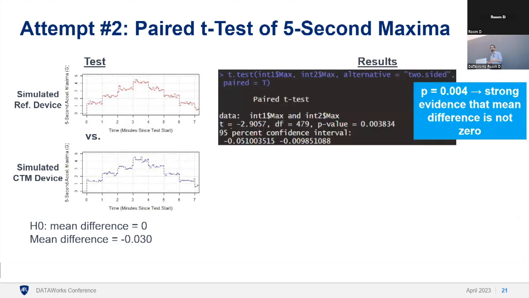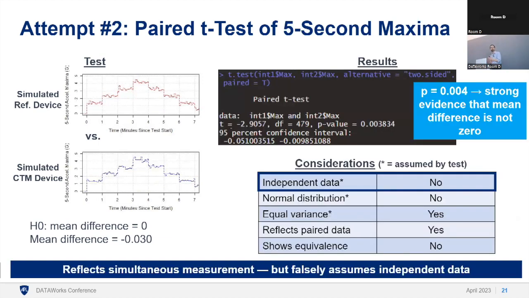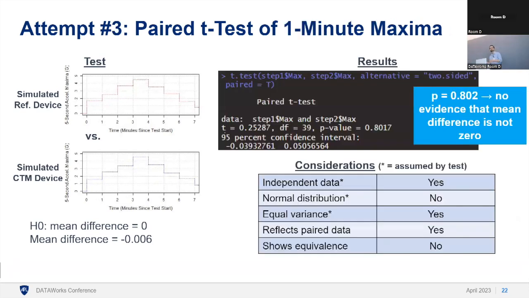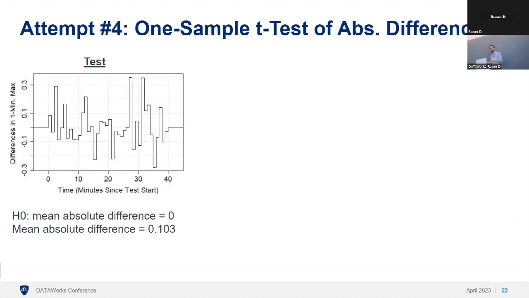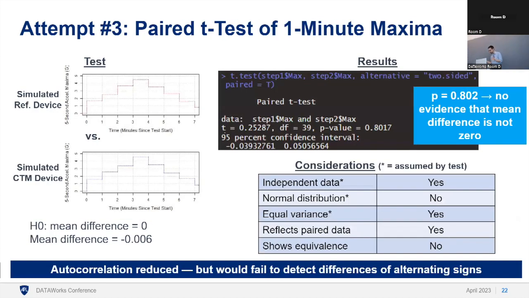So instead, we could address that non-alignment of the timestamps by taking those 5-second maxima. This way the maxima are aligned within those intervals. So this reflects the simultaneous measurement, but then we have another assumption that we're not meeting, that of independent data. So we could make the data more or less independent by only considering, instead of the 5-second intervals, 1 data point for each of these steps. So these are 1 minute each, and those have a lot less autocorrelation.